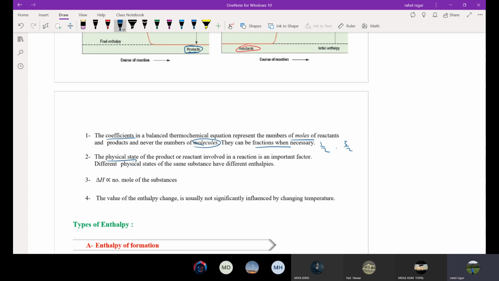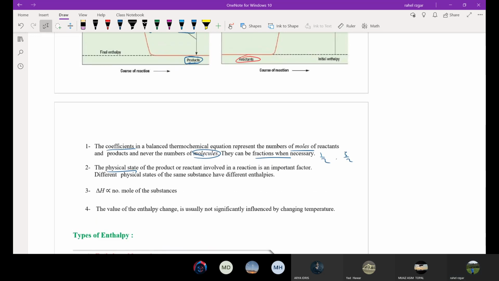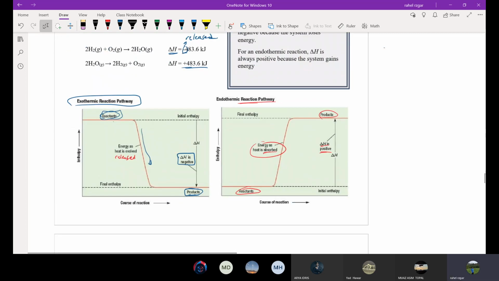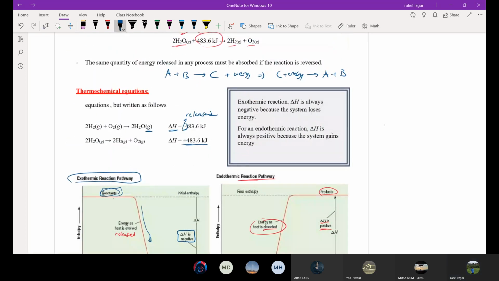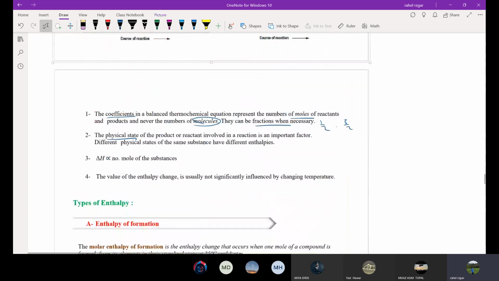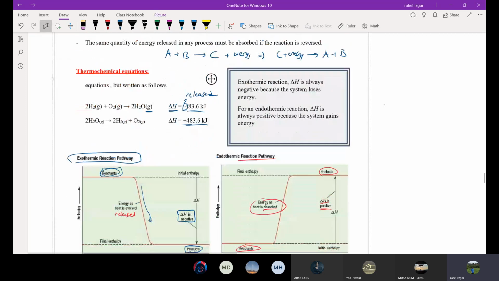Second, physical states are important. Physical state of product or reactant involved in a reaction is an important factor. Different physical states of the same substance have different enthalpies. So, for example, in the previous reaction in here, H2O is gas here, still gas, still vapor, and this amount of energy is released. But if it becomes liquid, it's different. Let me give you an example.